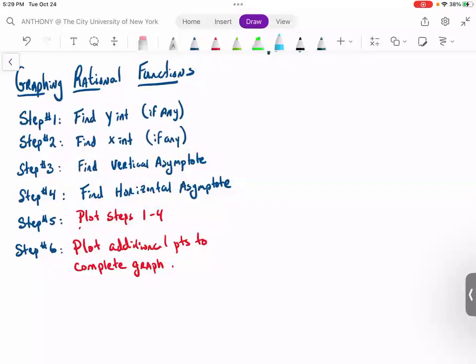Write down a little bit more too. So we're going to be graphing rational functions, and these are essentially my 6 steps.